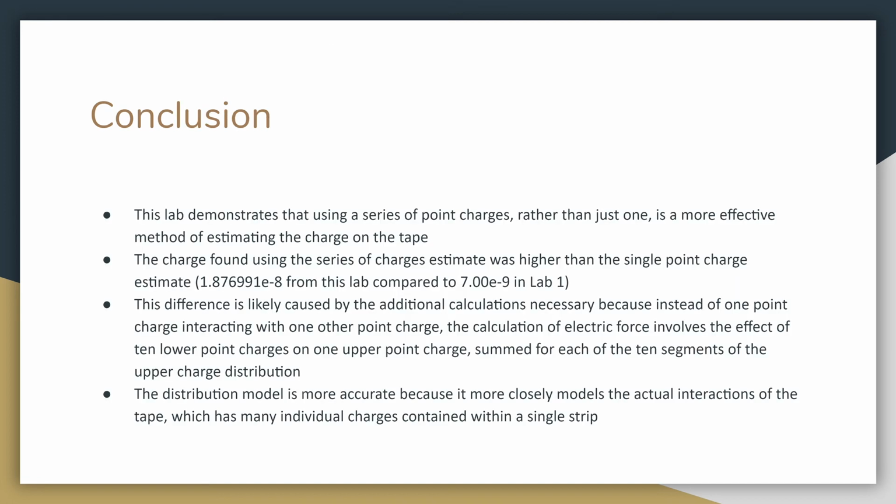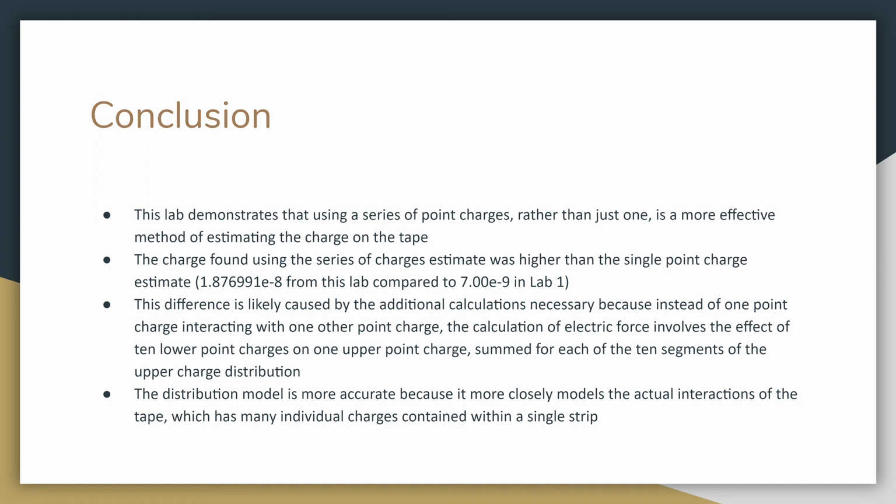In conclusion, this lab demonstrates that using a series of point charges or a charge distribution rather than just a single point charge is a more effective model to estimate the charge on the tape. So the charge I found in this lab using the charge distribution was about 1.8 times 10 to the negative 8th coulombs, which is higher than the 7 times 10 to the negative 9th coulomb charge that was calculated in Lab 1.